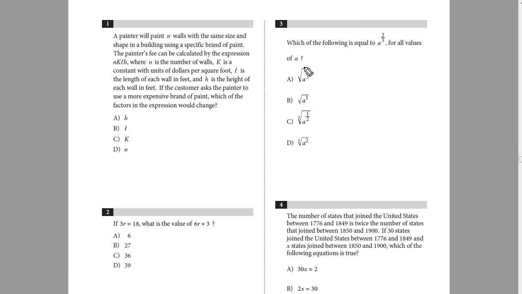Question number 3. Which of the following is equal to a to the power of 2 by 3 for all values of a? Now what we do here, we have to split this thing into the cube root and square. So we can write this as a square whole cube root. Okay, so it will become option D. Let me explain some more in detail.